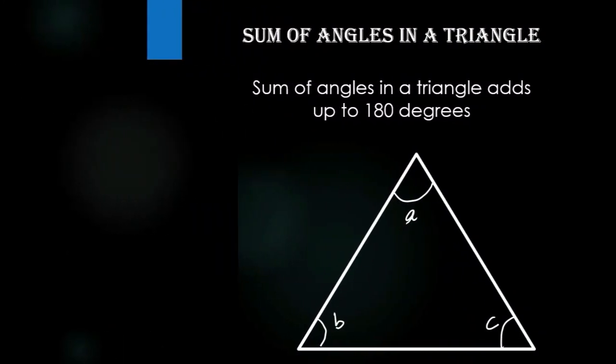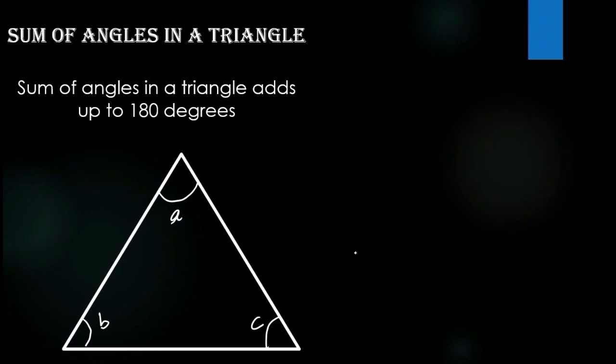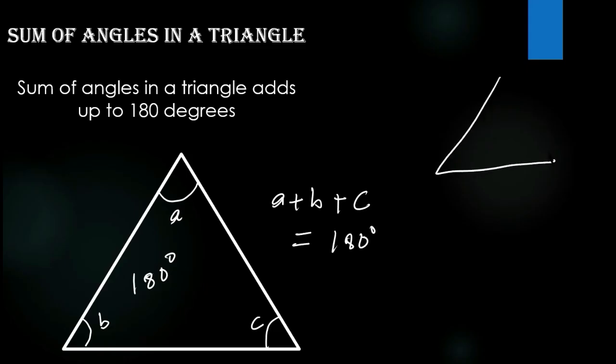Let's see the next. Next is the sum of angles in a triangle. Now the sum of angles in a triangle is equal to 180 degrees. That is, A plus B plus C must be equal to 180 degrees. So if I have a triangle this way, and I know that this angle here probably is 40, this angle here probably is 70 degrees, then let's label it. If this is A, B, and C.